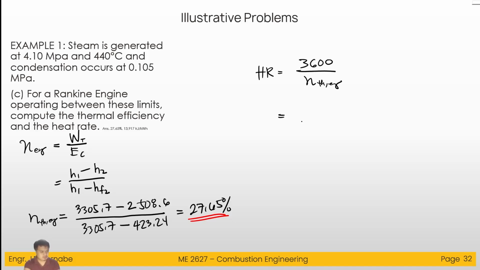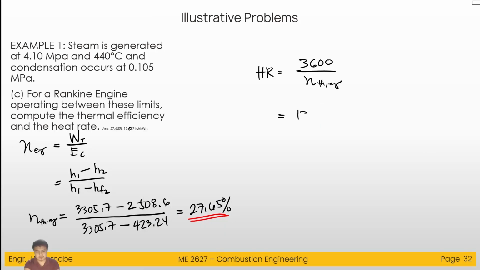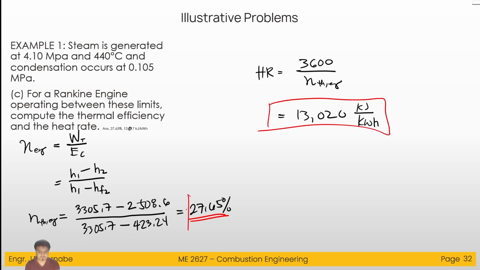It should be 13,020. So 13,020 kilojoule per kilowatt hour. So let's take note of the units. Okay, so that's it for example one.